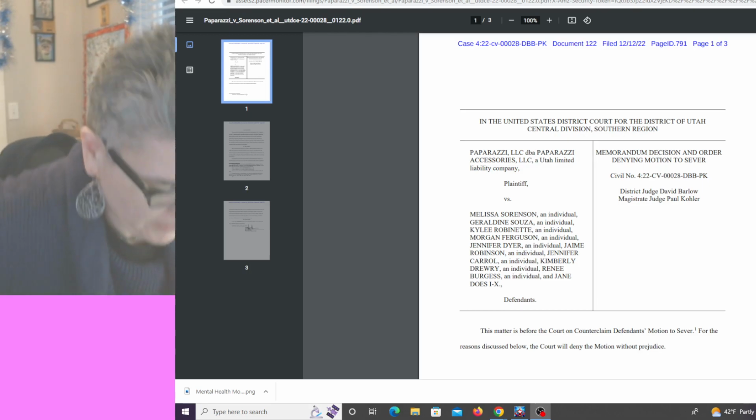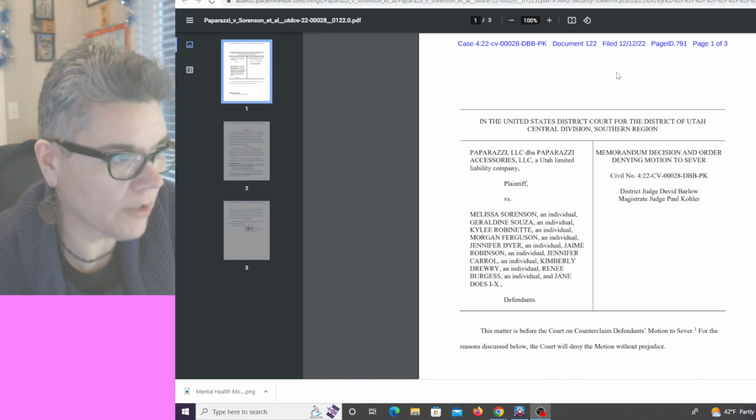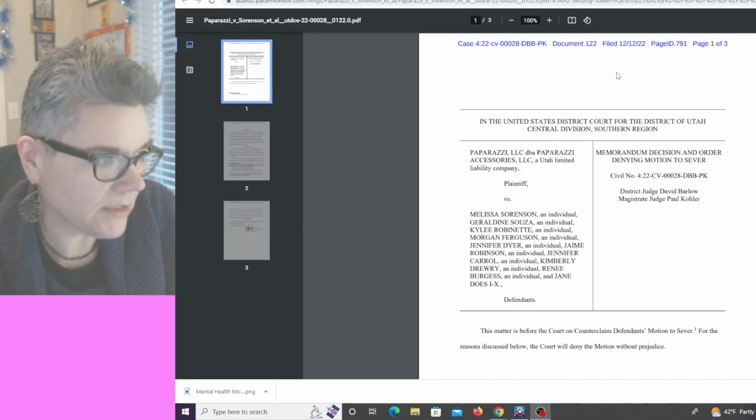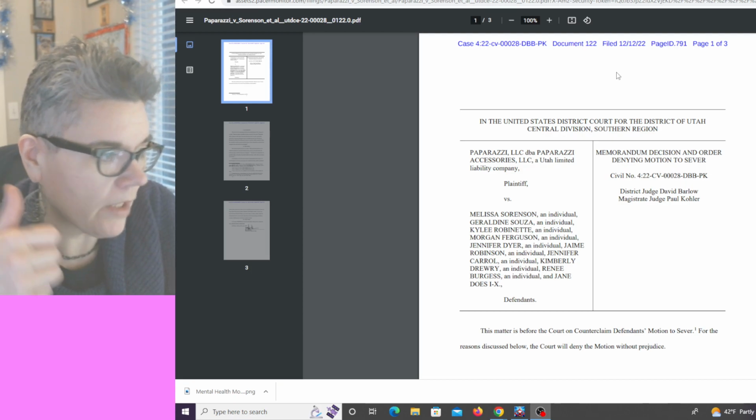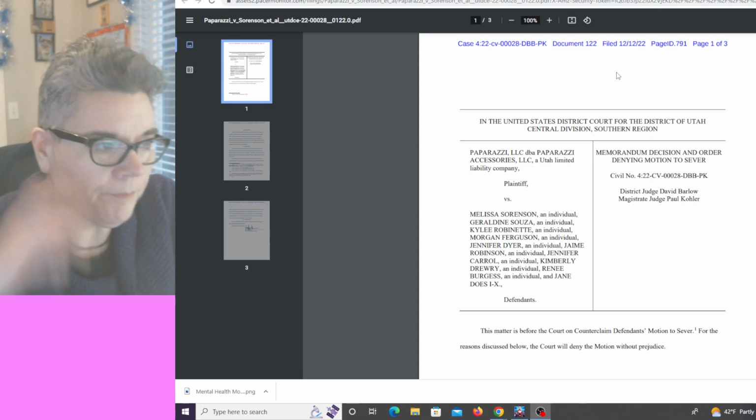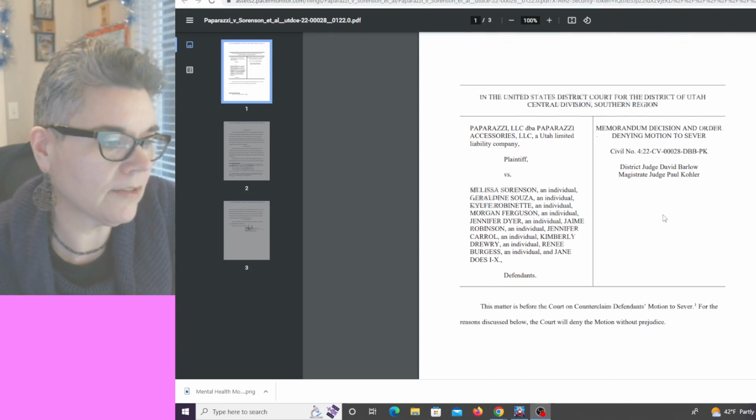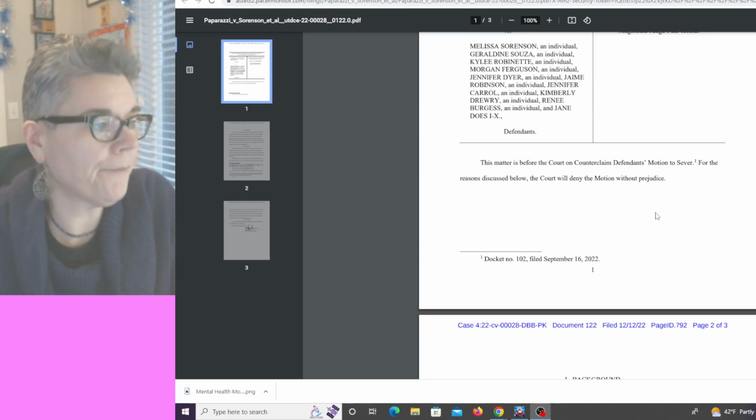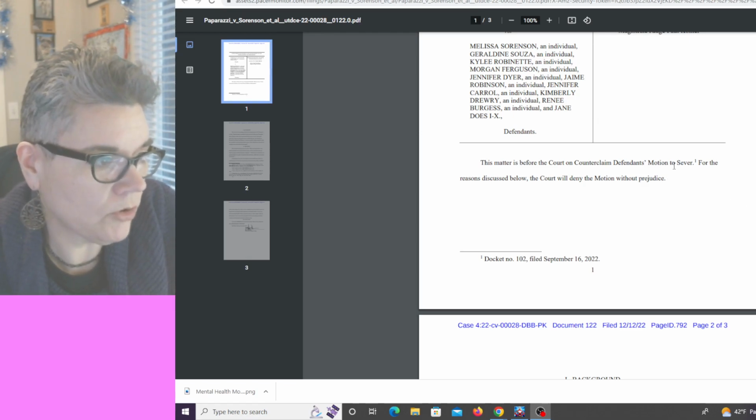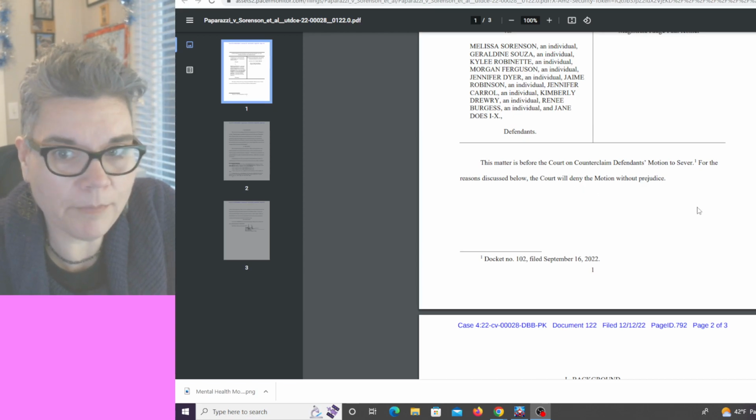There are some updates on the Paparazzi front with the courts, and this was filed yesterday, Monday. Paparazzi Accessories versus Jerry, Melissa, Kylie, all the people. It's a memorandum decision and order denying a motion, and let me tell you what that motion is. This matter is before the court on counterclaim defendants' motion to sever. For the reasons discussed below, the court will deny the motion without prejudice.